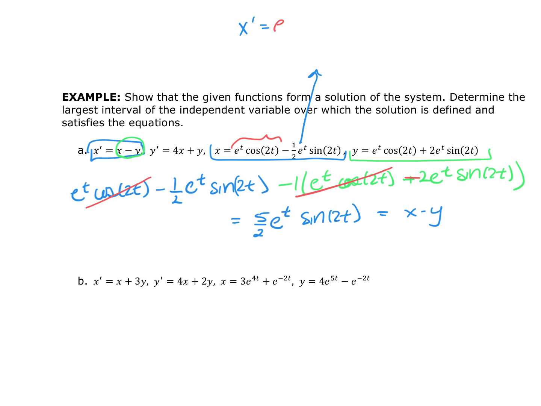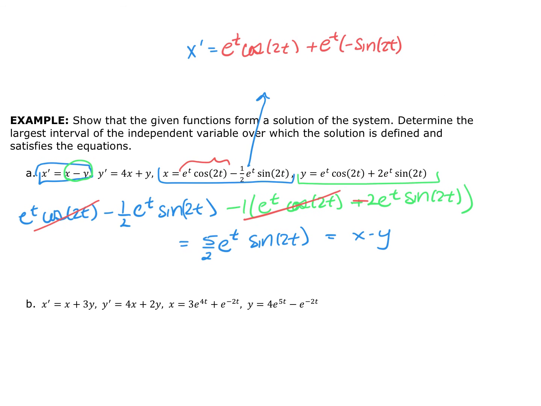This is going to be e to the t, that's derivative of e to the t, is e to the t all day long, the cosine of 2t plus, now I'm going to do the derivative of cosine 2t. So it's going to be e to the t, the derivative of cosine of 2t is going to be negative sine 2t multiplied by 2. So that is only the derivative of that first term in the x function.